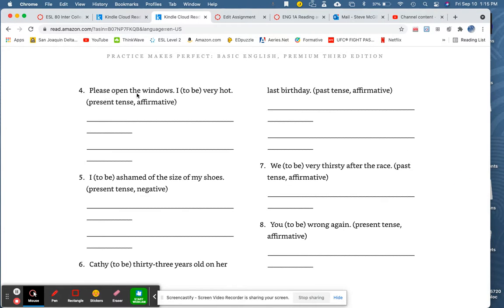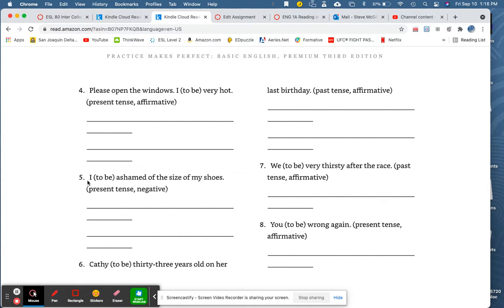4. Please open the windows. I blank very hot. Well, how do we create this sentence? Making sure that it's present tense and affirmative or yes. We would write, please open the windows. I am very hot.